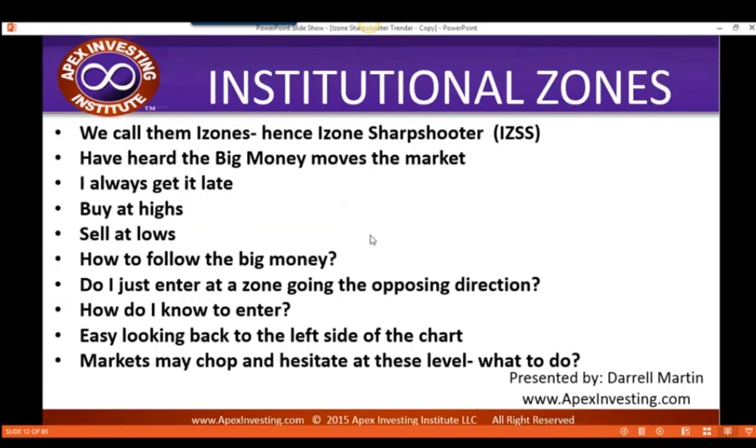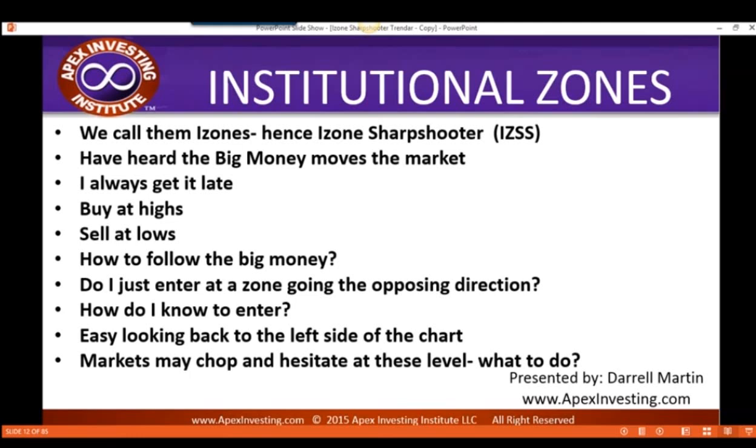Okay, so let's talk about institutional zones. We call them IZONES, hence the IZONE Sharpshooter system. What are institutional zones? Many of you have heard that the smart money moves the market, or the big money moves the market. These big investment firms and banks move the market. And you've all heard, follow the big money.